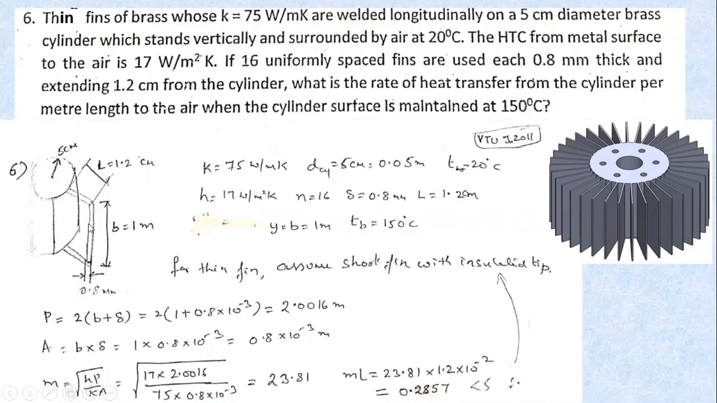So, what is the perimeter here at the tip? It is 2 times (b plus delta), that is nothing but the total length around the fin tip: this thickness plus breadth plus thickness plus breadth. So P equals 2(b plus delta), and area A equals breadth into delta. Breadth is this 1 meter multiplied by delta, the thickness of the fin, so you'll get the area. Substituting, we'll get the value of m. Now check whether it's a short fin or a long fin. Multiply by L. If this value is less than 5, it is a short fin.